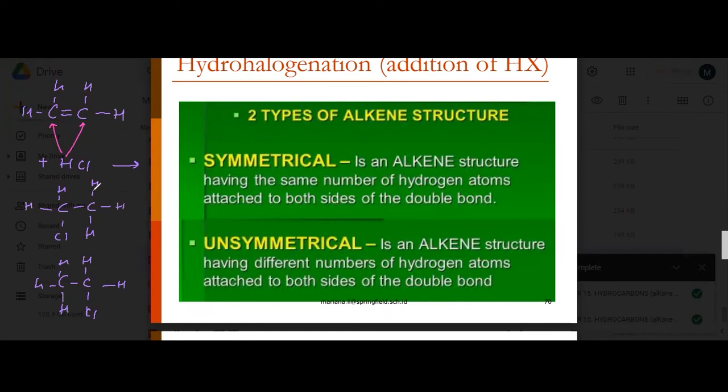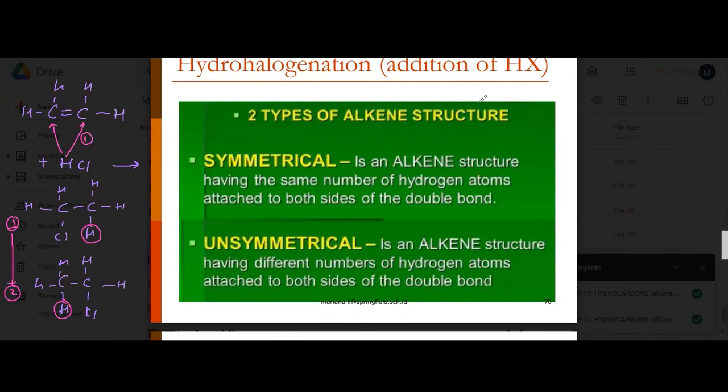Okay, this is the product if hydrogen goes here, so Cl will go to the other C. But in the second case, hydrogen goes to this C, so Cl will go to this C. One and two are the same. Ethyl chloride, or chloroethane, will be produced.